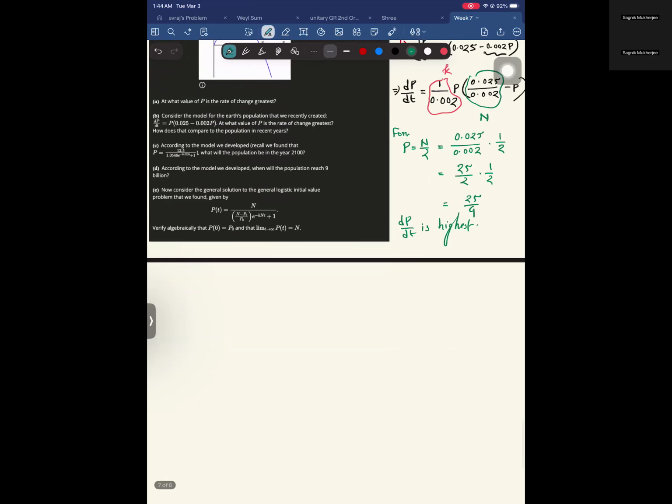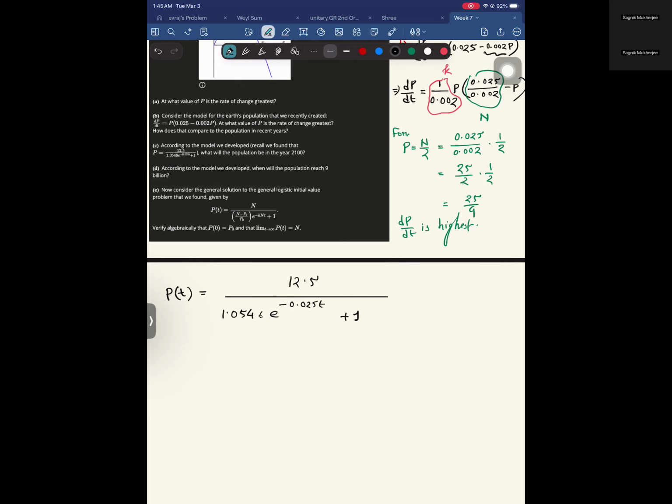Now recall that the solution, as you can see in the question, is 12.5 over something, 1.0546 e to the power negative 0.025 t, plus 1. So the question is, what is the population when t equals 200,000?